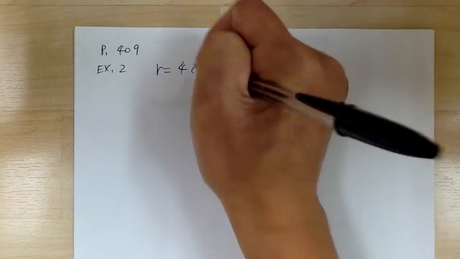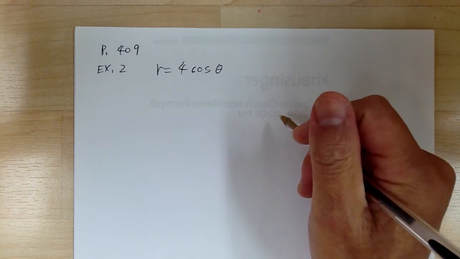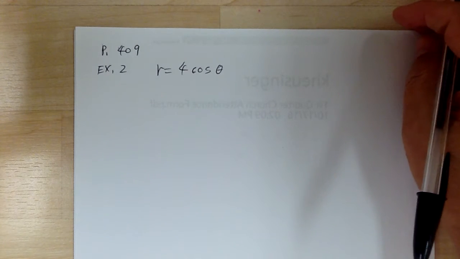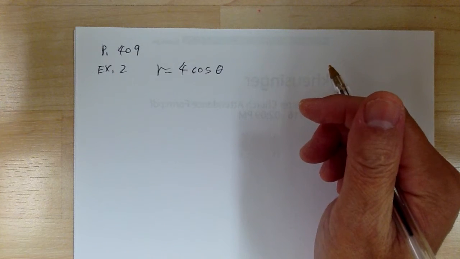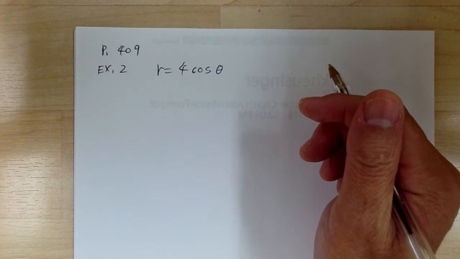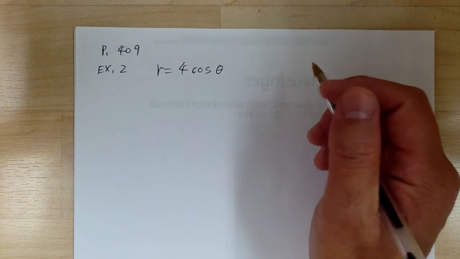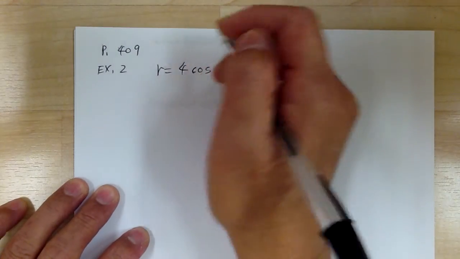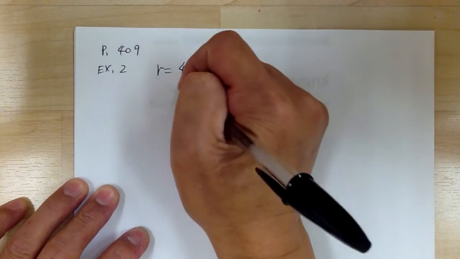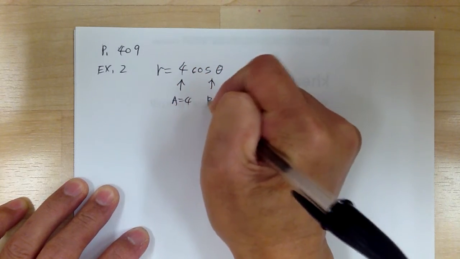Now from the previous lesson, you learned how to make a graph by making a table, but that is very tedious and takes too long. So you can do a little bit quicker sketching by knowing certain characteristics of the graph. The way to do this is by noting the A and the B. Over here, this is your A equal to 4. Over here, your B equal to 1.